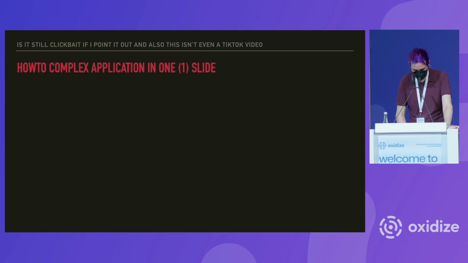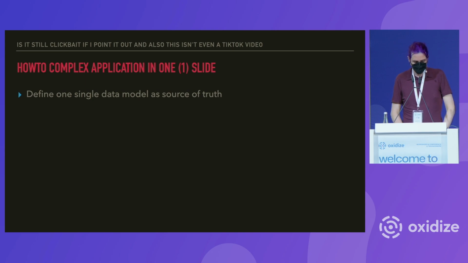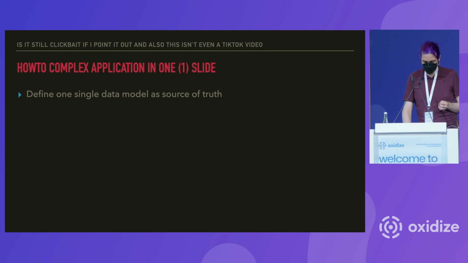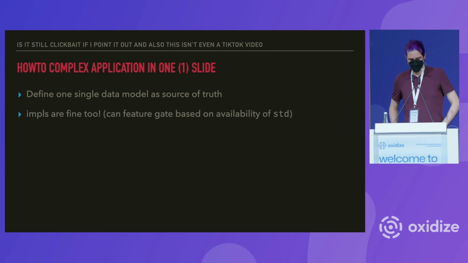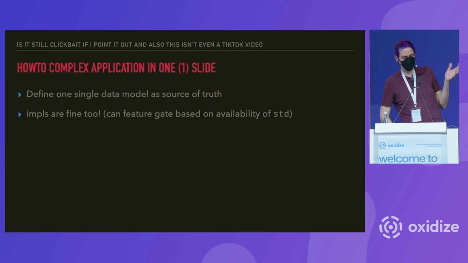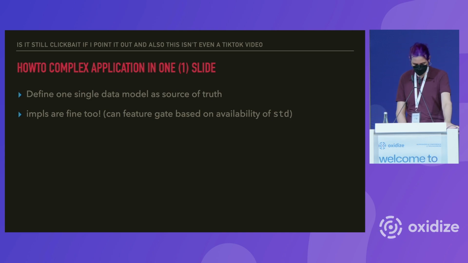So this is the clickbaity core idea slide of the talk: how to write complex applications in just one slide. You start by defining one single source of truth. You can call this data model or interface or client definition or whatever. The important point is it's not just data that you would define. It can also be code. Sometimes it might be required to feature gate this based on the availability of the standard Rust environment, of course.